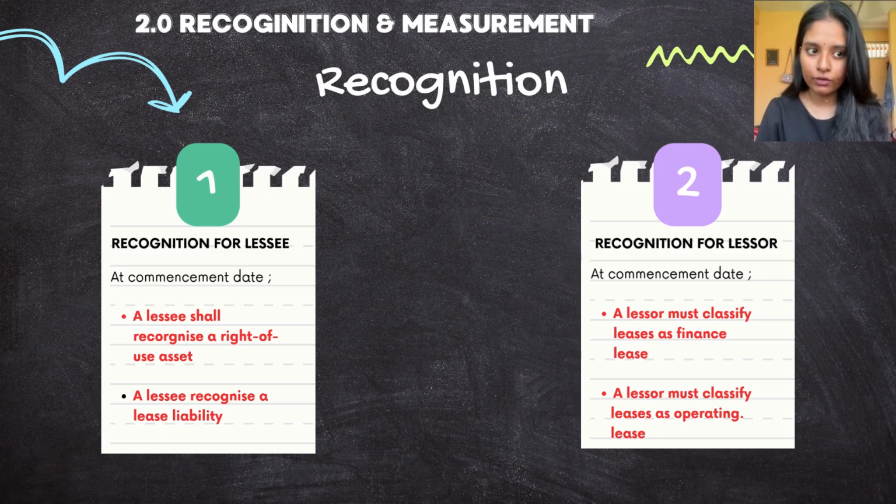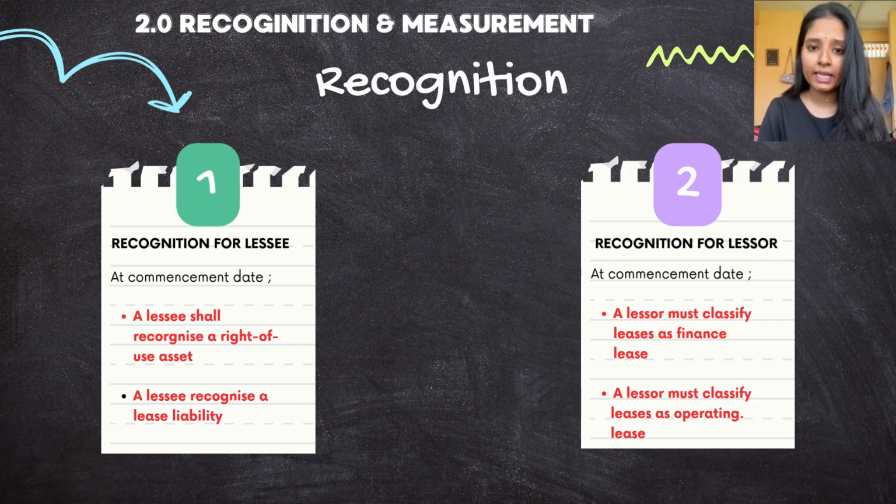At the commencement date of the lease, the lessee must recognize two things. First would be the right of use asset. This represents the lessee's right to use the lease asset over the lease term. Second would be the lease liability. This is the present value of future lease payments that the lessee is obligated to make over the lease term. The recognition of both the right of use asset and the lease liability ensures that the lessee's financial position reflects their lease obligation appropriately.